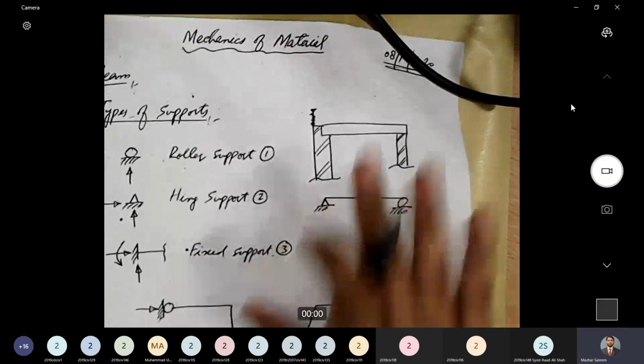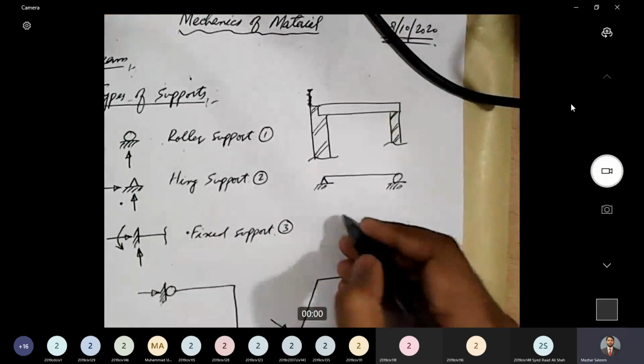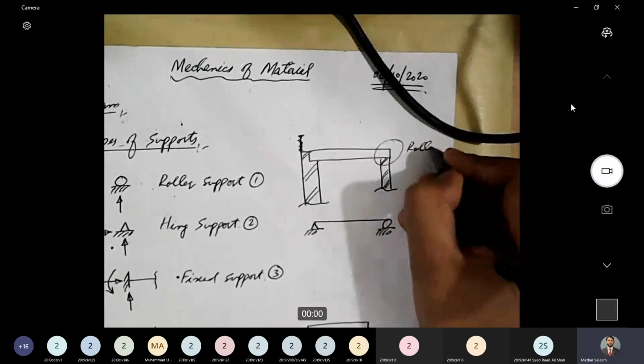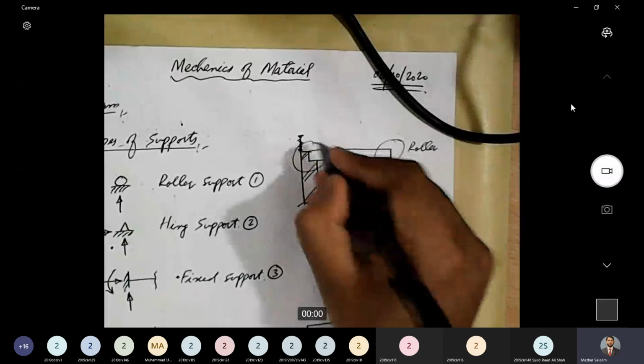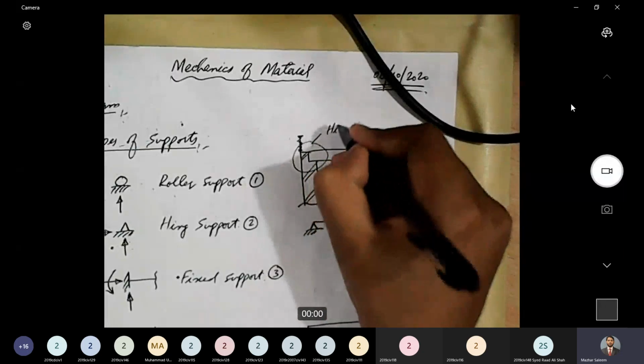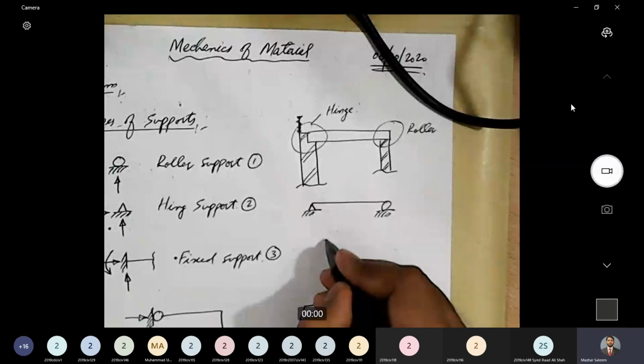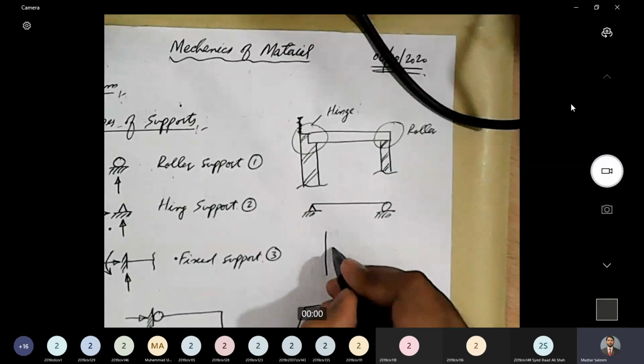And if we want to provide a fixed support, let me write down that this is roller, this is hinge, and how do we provide fixity?